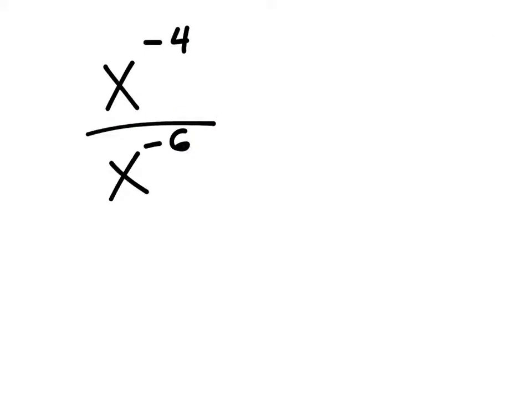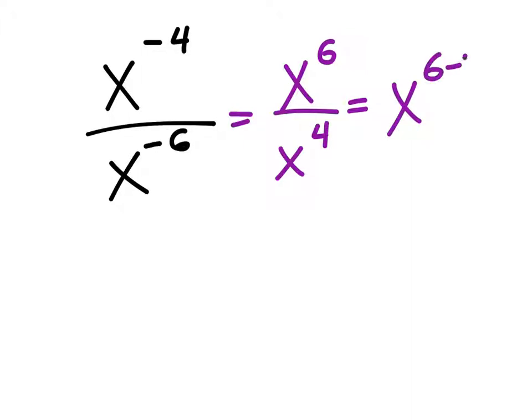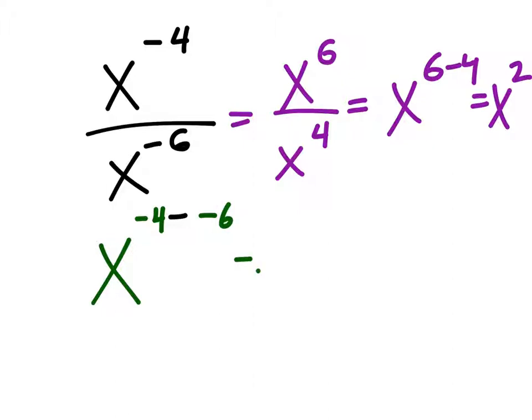All right, if the bases were the same like this, we could reciprocate both of them like in that last problem. So x to the power of 6 over x to the power of 4, which would be x to the power of 6 minus 4, which is x to the power of 2. Or we could use the rule from the beginning, which would be negative 4 minus negative 6. Well, minus negative is the same as plus. And that gives us x to the power of 2 as well. So it works either way.